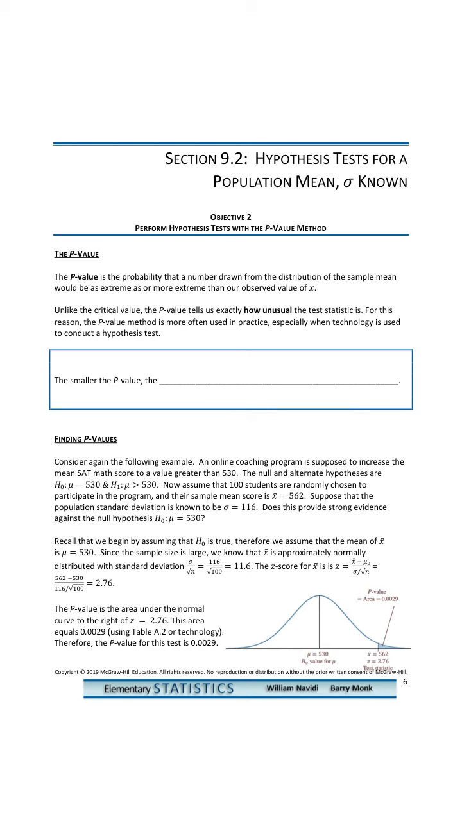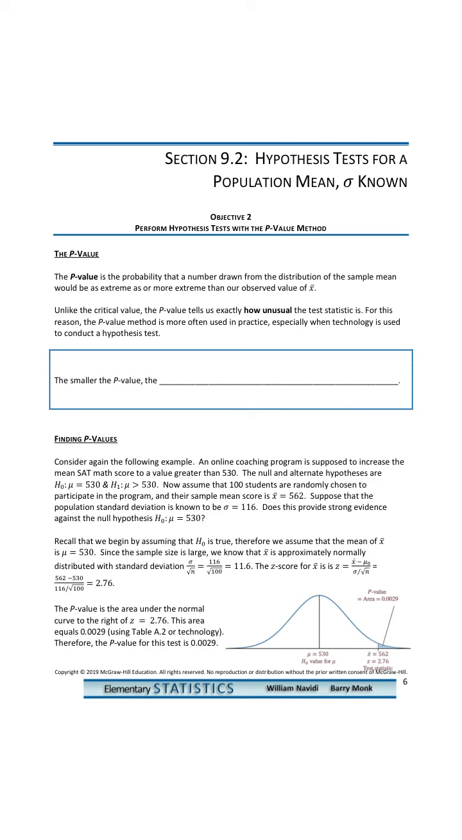Objective 2: perform a hypothesis test with the p-value method. So we just learned the critical value method. With the critical value method, the value of the test statistic is considered to be unusual if it is in the critical region and not unusual if it is not in the critical region. We will now describe the p-value method, which provides more information than the critical value method.